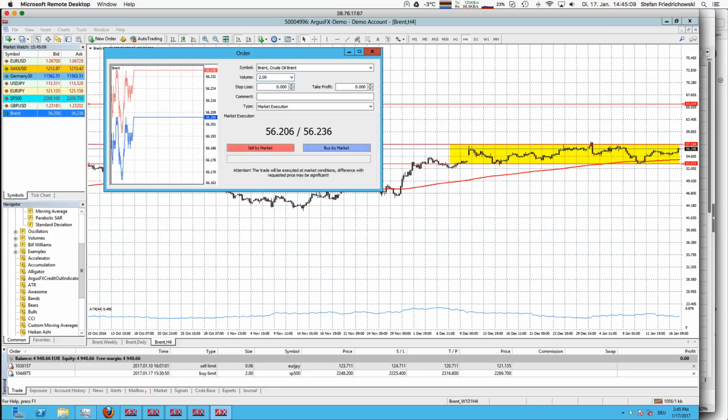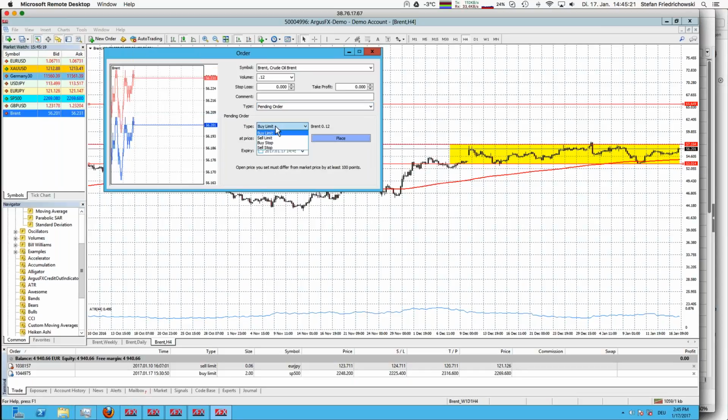So lot size is now 0.12. And what type of trade do we want? It's a pending order, and we trade a buy stop order. So that is a typical breakout to the north.